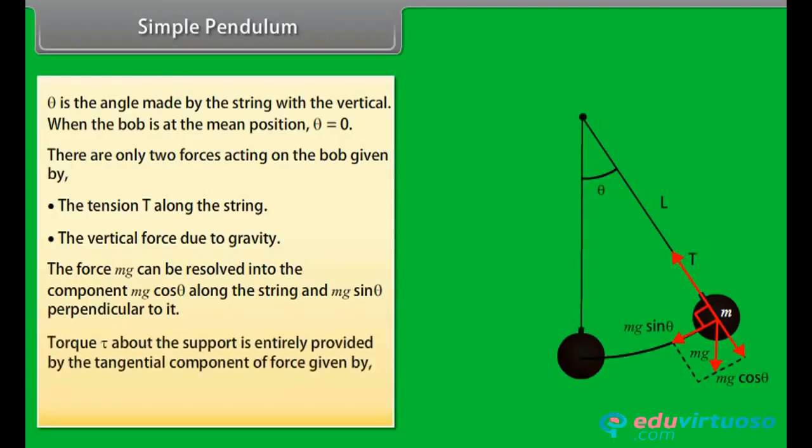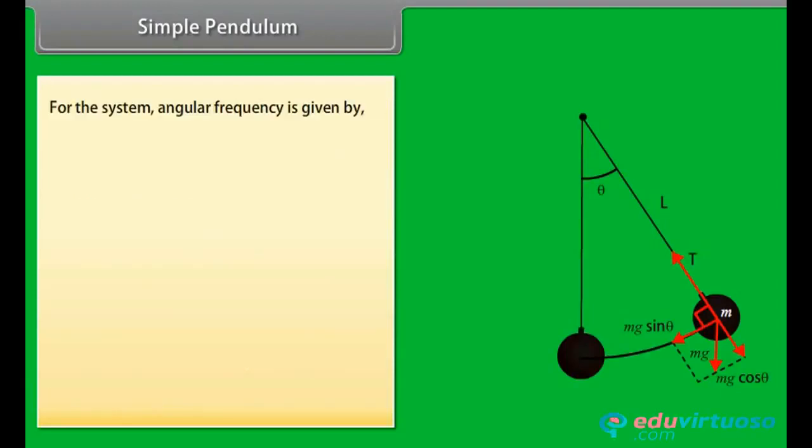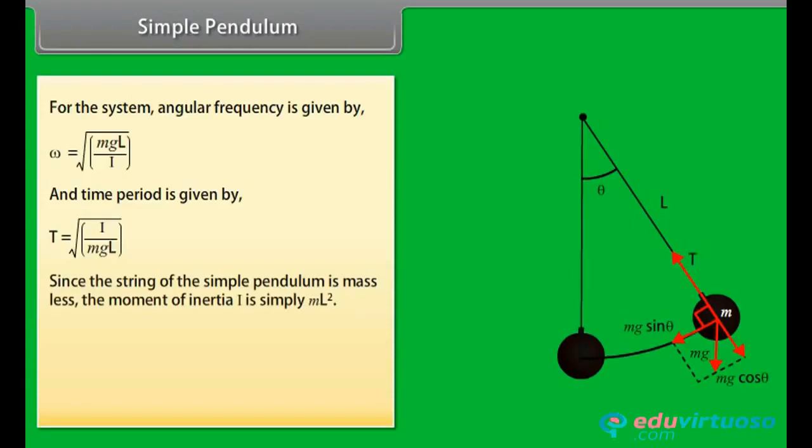Torque tau about the support is entirely provided by the tangential component of force, given by tau is equal to minus L mg sin theta. For the system, angular frequency is given by omega is equal to under root mgL upon I, and time period is given by T is equal to under root I upon mgL. Since the string of the simple pendulum is massless, the moment of inertia I is simply mL square. Now, time period of a simple pendulum is T is equal to under root L by g.